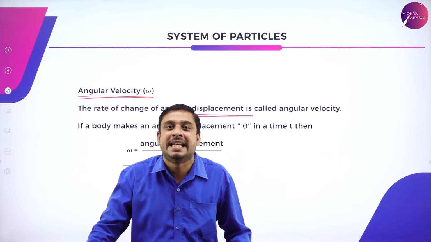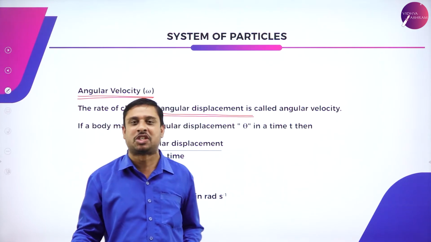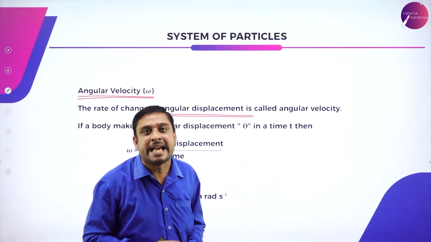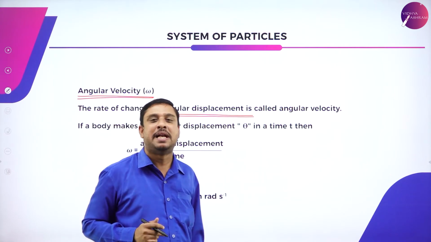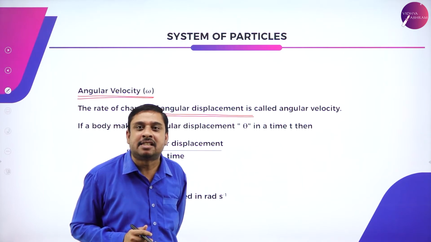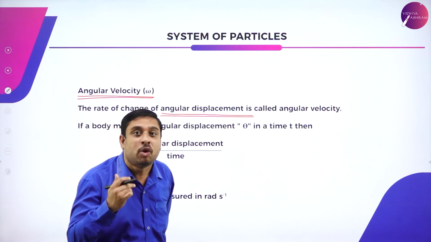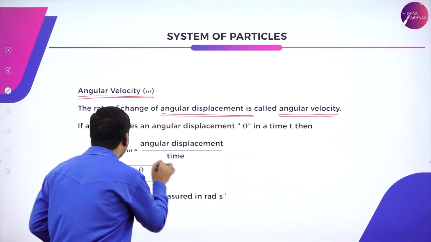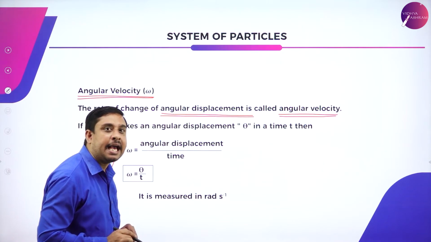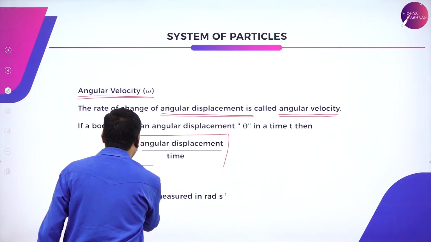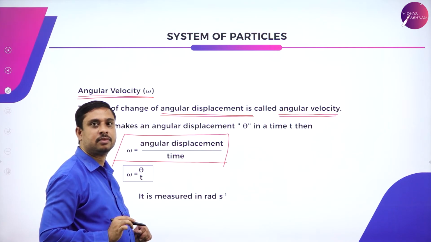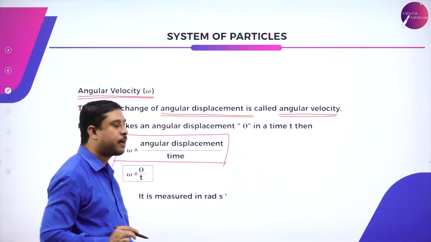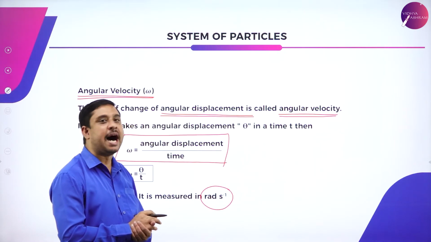Comparison between linear motion and rotatory motion. Linear velocity is linear displacement divided by time, the rate of change of linear displacement. Angular velocity is rate of change of angular displacement, and it is called angular velocity. Therefore, we say omega, which is angular velocity, is angular displacement by time, or omega is theta divided by t, and it is measured in radian per second.